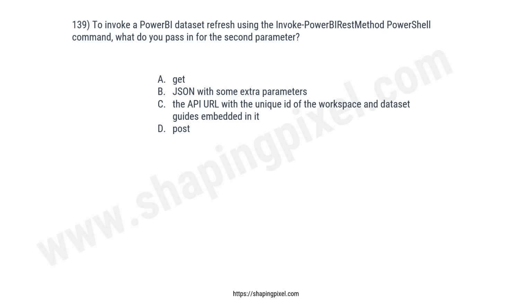So question number 139. To invoke a Power BI dataset refresh using the Invoke-PowerBIRestMethod PowerShell command, what do you pass in for the second parameter? And we have four options. Option A, get. Option B, JSON with some extra parameters. Option C, the API URL with the unique ID of the workspace and dataset GUIDs embedded in it. And option D, post. So the right answer here is option D, post.